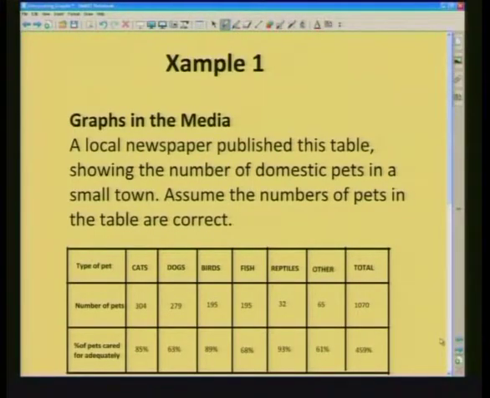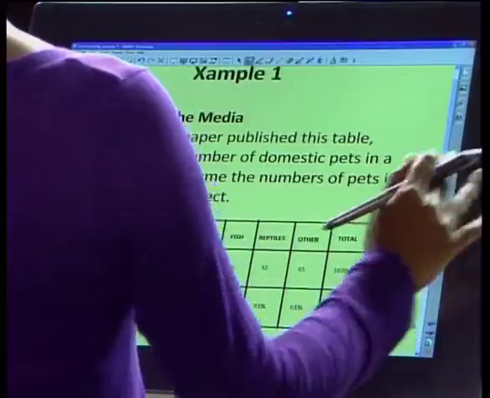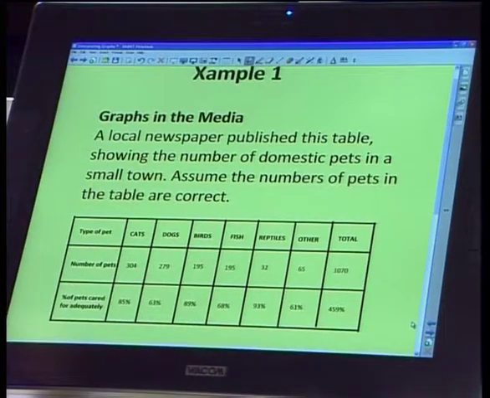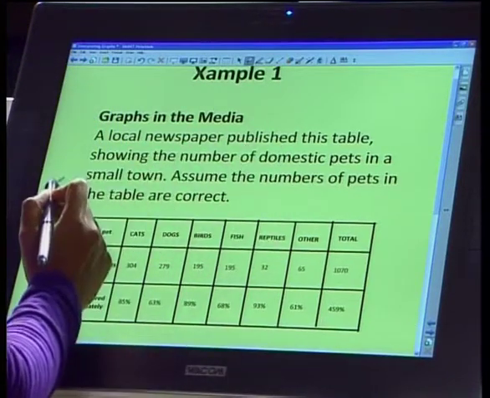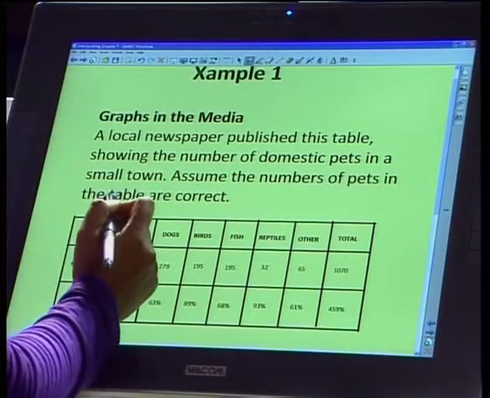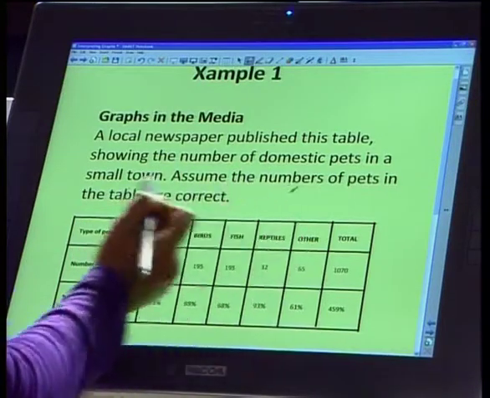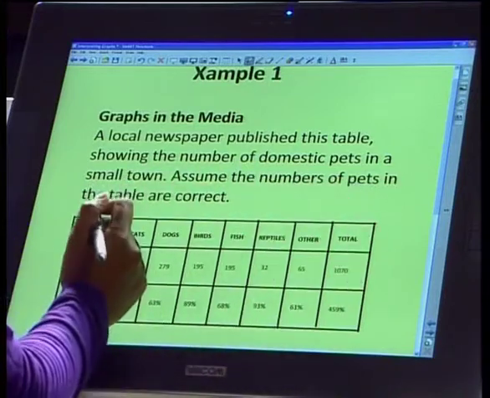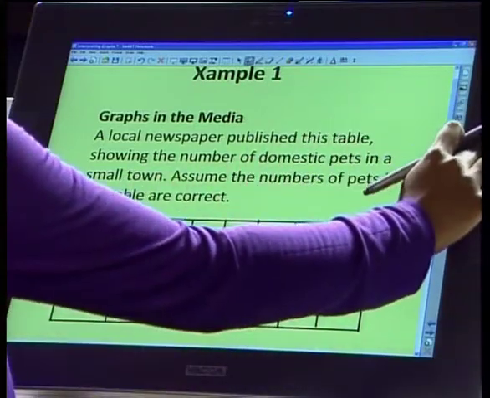All right, so the first example we are going to do is in the context of looking at graphs that are given to you in the media. So here we will look at this question where they say that a local newspaper published this table showing the number of domestic pets in a town. Assume the number of pets in the table are correct.